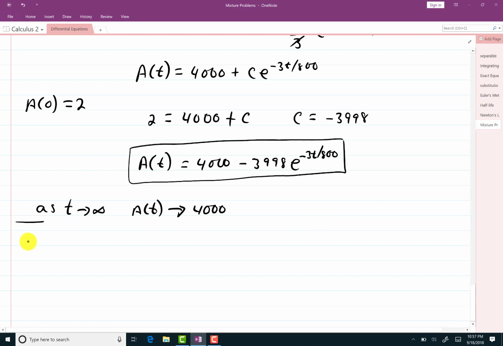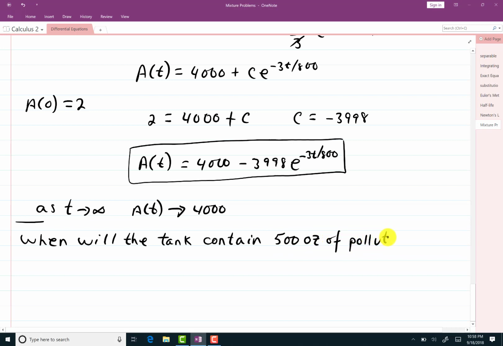Another question: when will the tank contain 500 ounces of pollution? I know that it eventually will, because if it will eventually contain 4,000, if you just let this process go, it'll go to 4,000. That means it's easily going to hit 500 ounces at some point.